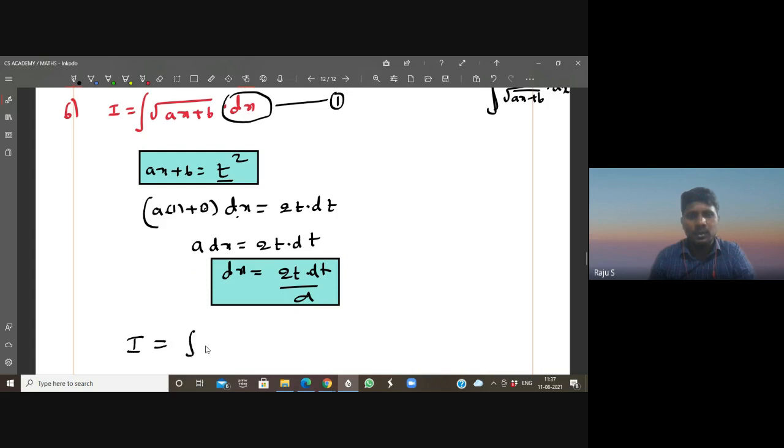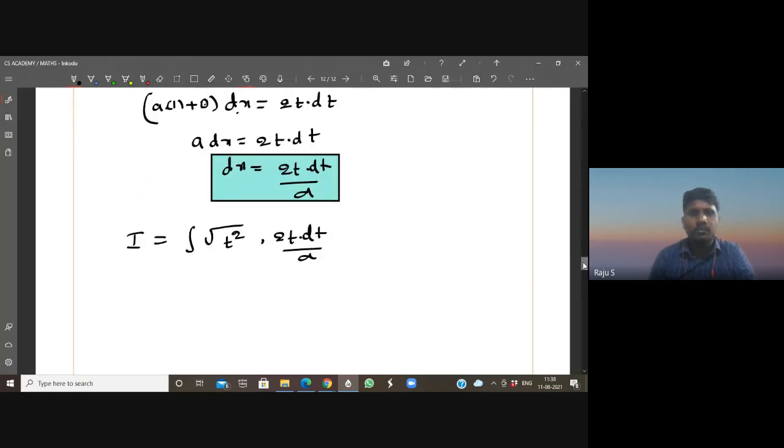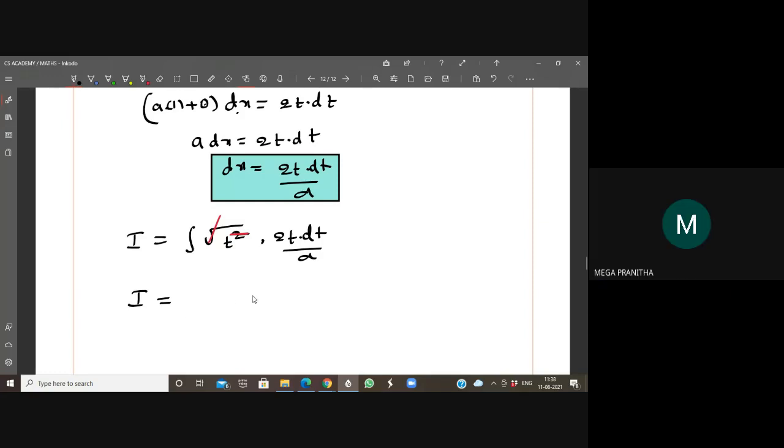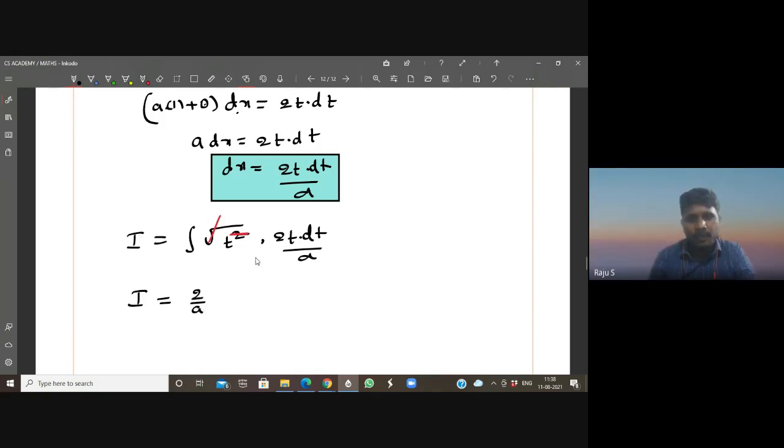From 1, we are going to get the square root of t square into what is the dx value? This dx value is 2t dt by a. Now I want to cancel the square root. And is there any constant, students? Any constant here? Yes, 2 by a is a constant here. Here it is t into t, so t square dt. Is it okay, clear?